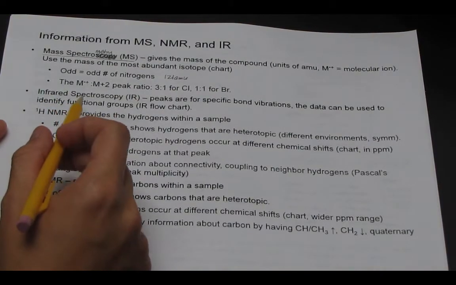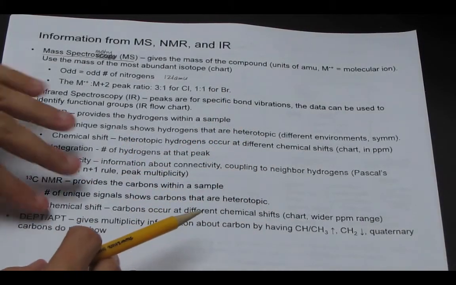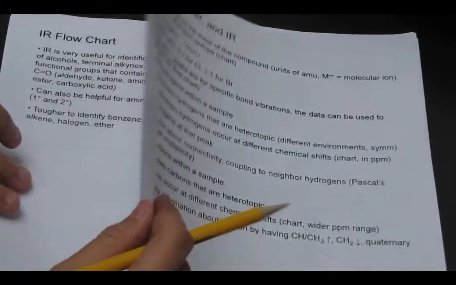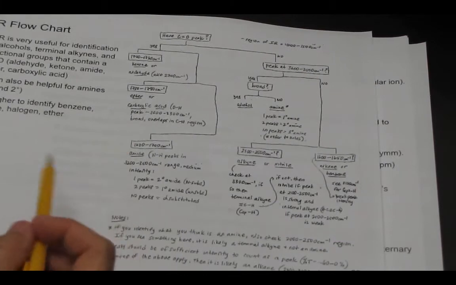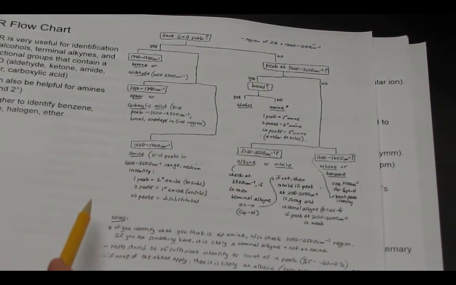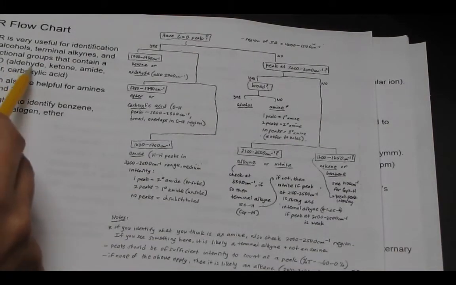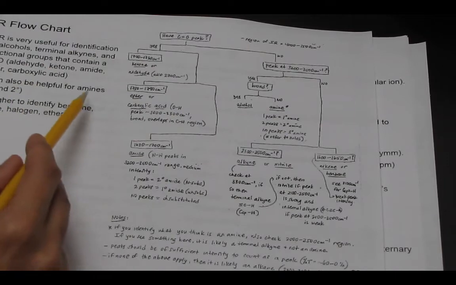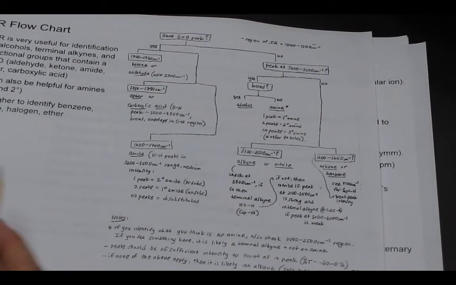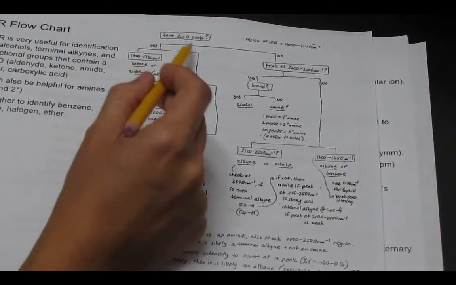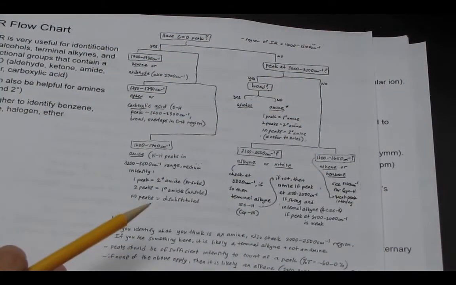IR, from Chapter 2: the peaks that we see are specific bond vibrations, and they can tell you about functional groups. If you look at your second slide, I brought over the IR flowchart that I showed you in Chapter 2. IR is key for functional groups that contain a carbonyl, 5 of which you've learned. It can also be helpful for amines, alcohols, and terminal alkynes. The flowchart will help you pick those out by following, do you have a carbonyl peak, yes or no, and following down the functional group list.